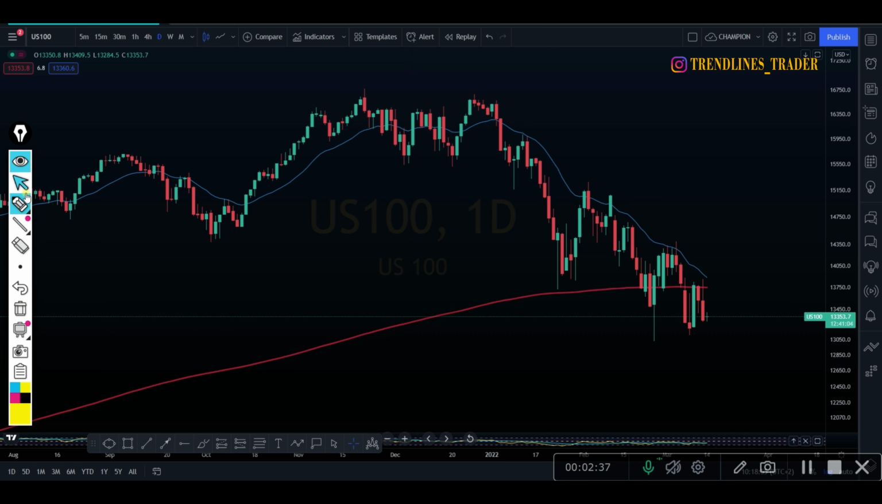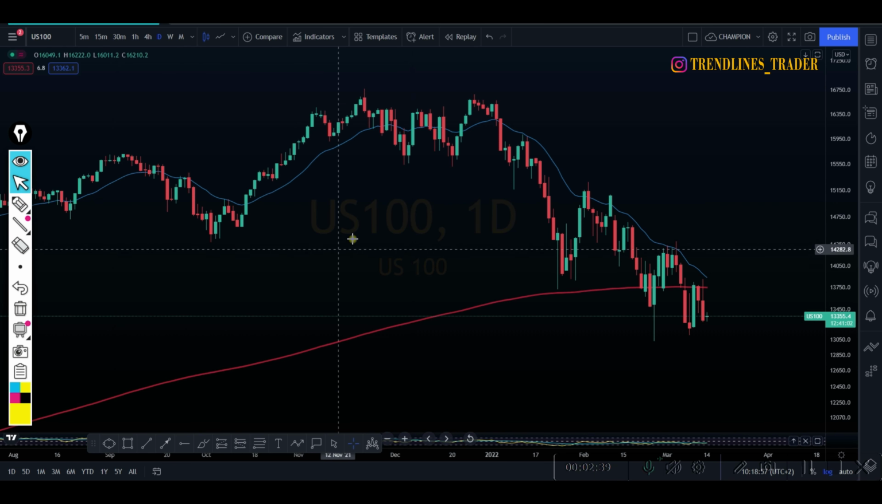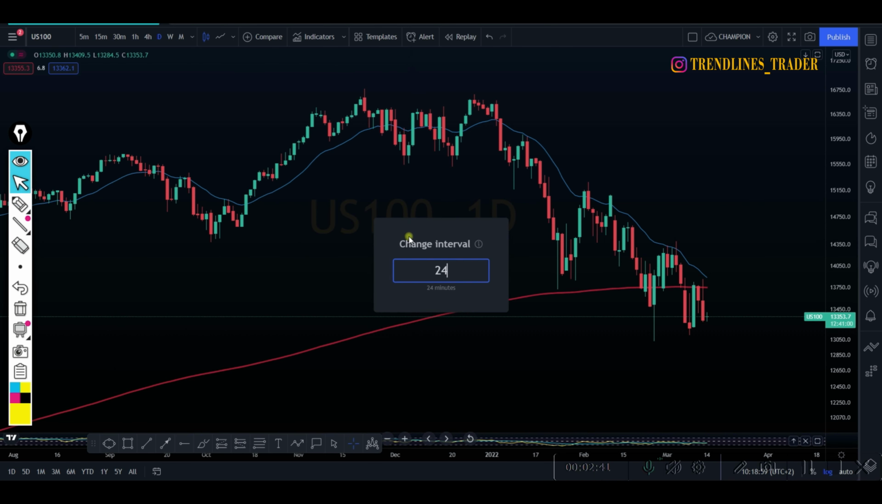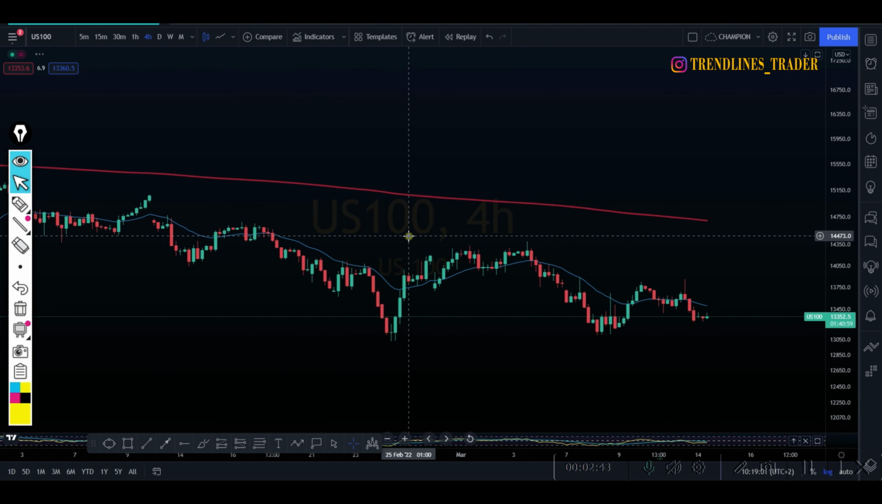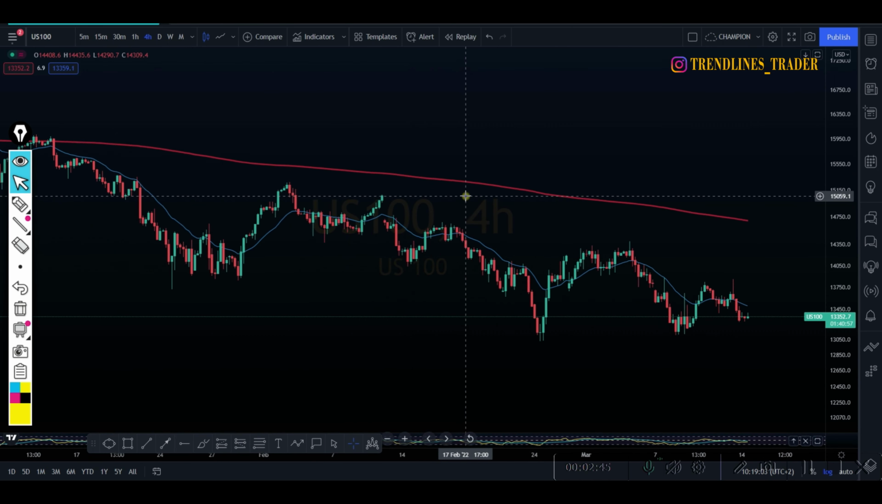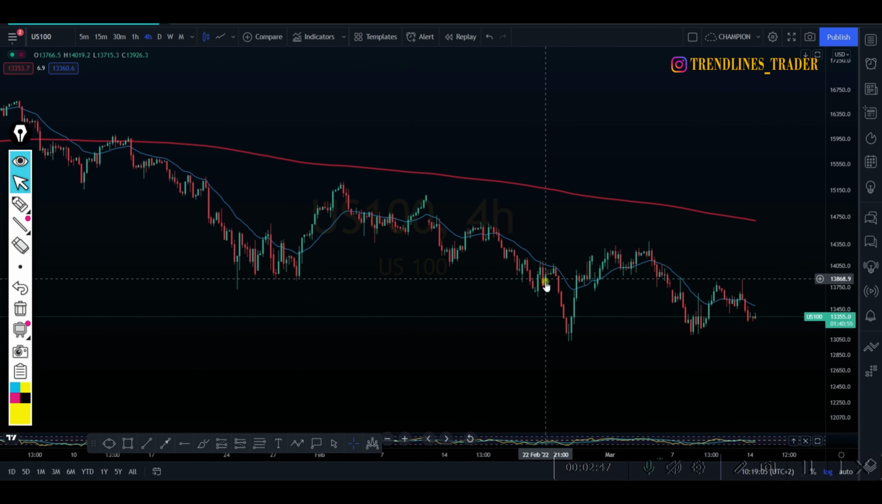So ladies and gentlemen, let's go to our 4-hourly time frame, so that we can be able to tell where our price is going today on the opening session.